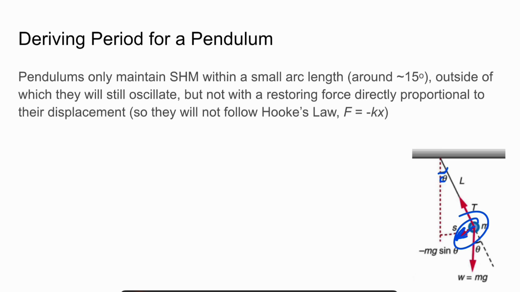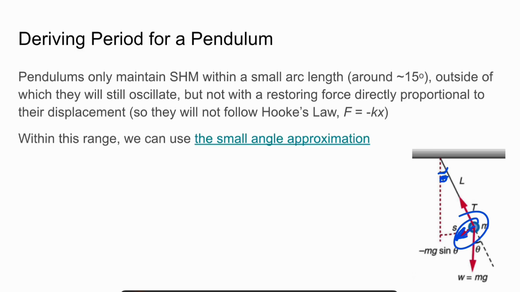So the maximum arc that we can get to is about 15 degrees away from that point of equilibrium. And within that range, there's something called the small angle approximation, which, if you're interested, you can go into the slideshow and click on this link. It's got some explanation of how the small angle approximation is derived and what it means.